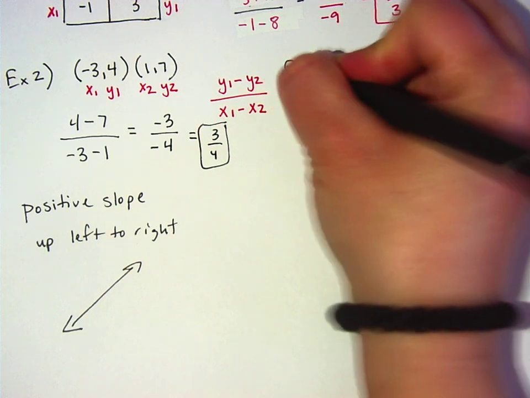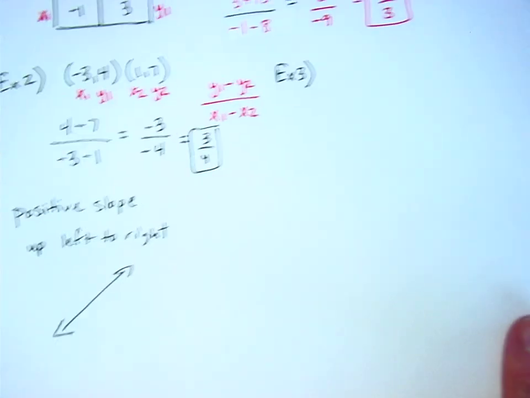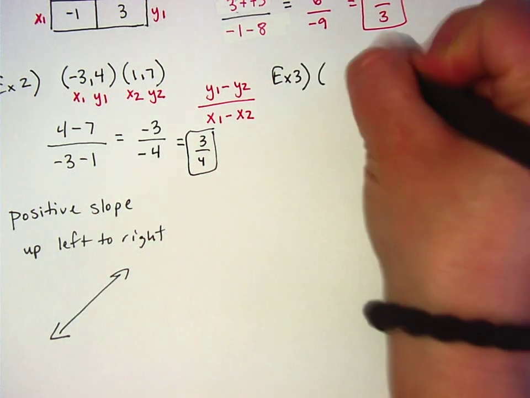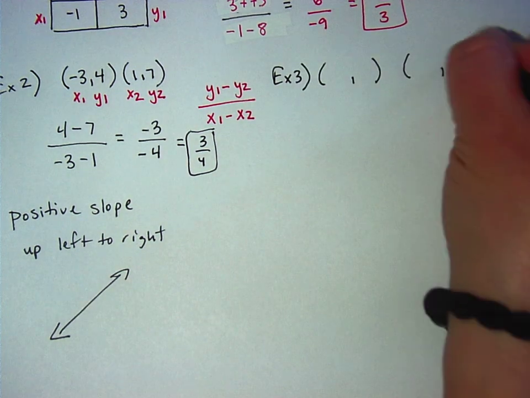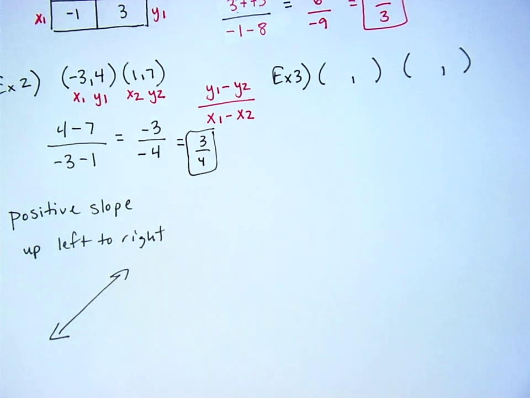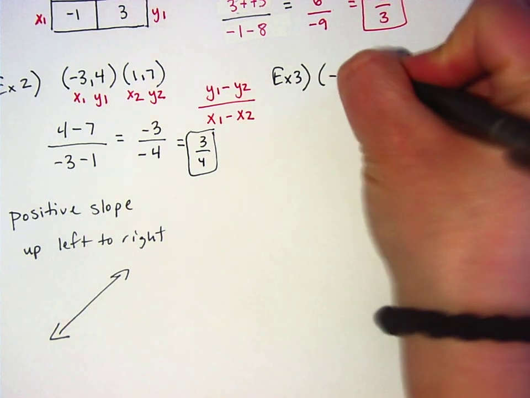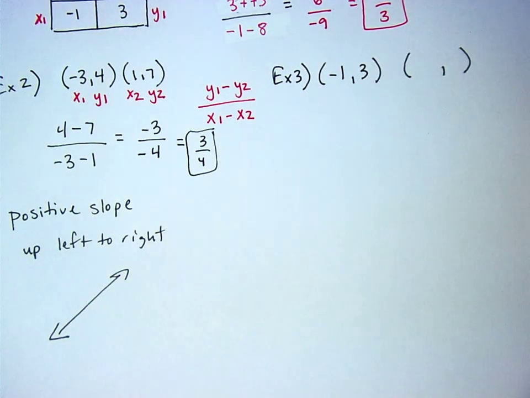This one you're going to get prizes for, Play-Doh if you want it. Example 3, I'm going to give you 2 points for you and your partner. -1, 3 and 4, 1.